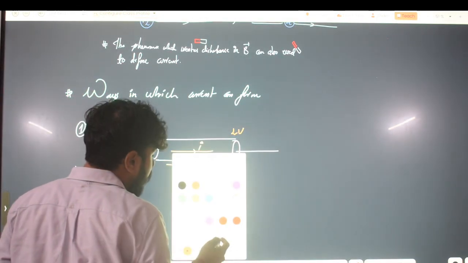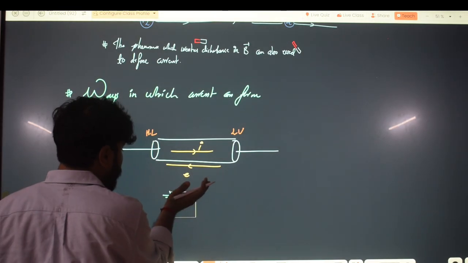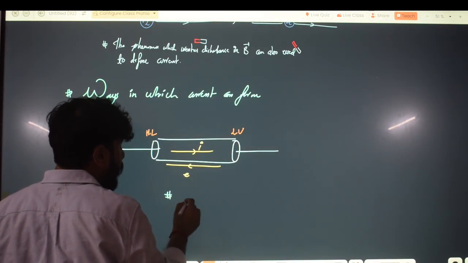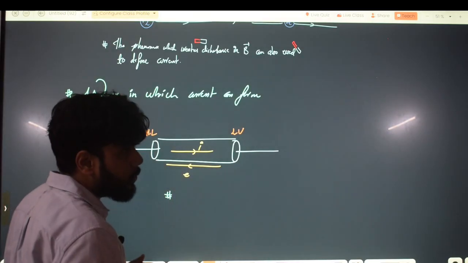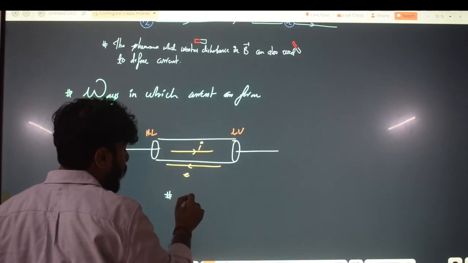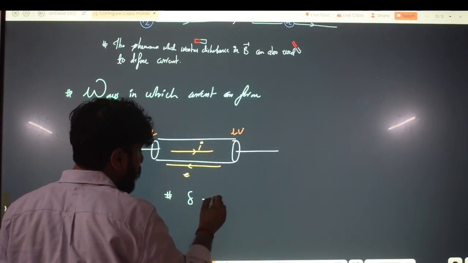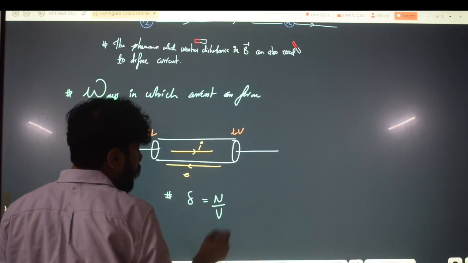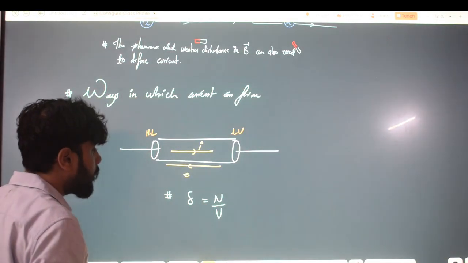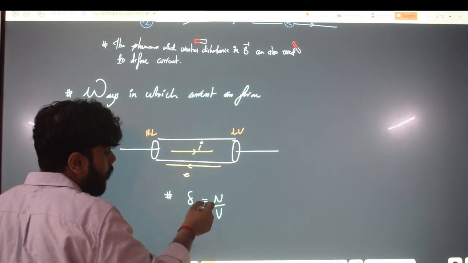So you can also say, if this conductor has some free electron density, let's call it rho, that is free electron density. How many electrons per unit volume it will have? Free electron is just like an electron in the conduction band, which again we study in semiconductors, and that you can also use to define current.